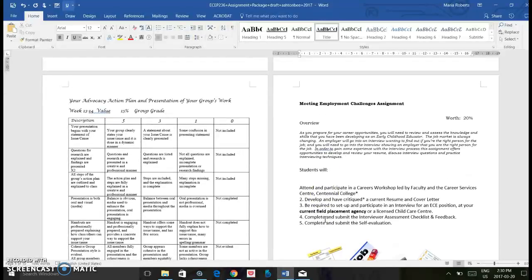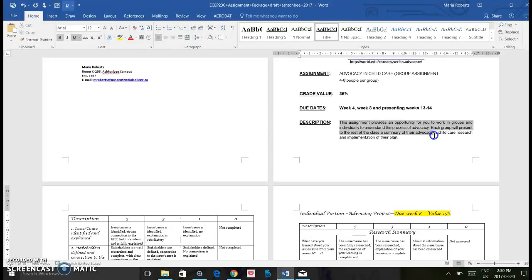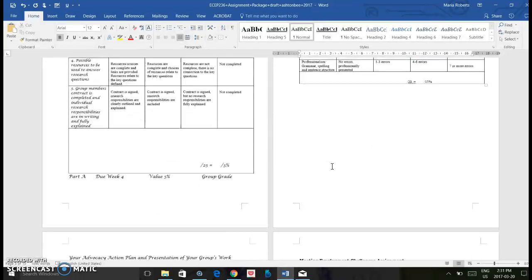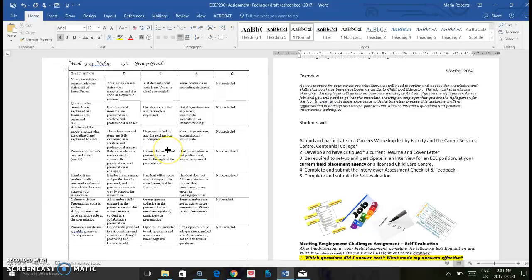The last piece, and the piece that people seem to have forgotten about, it can be seen here in the description. So each group will present to the rest of the class. That's in week 13 or 14. The advocacy in the childcare research and the implementation of the plan. That means that they put the plan into action, and you're graded on that as part of your presentations, but also in how you did that specific actual advocacy piece.